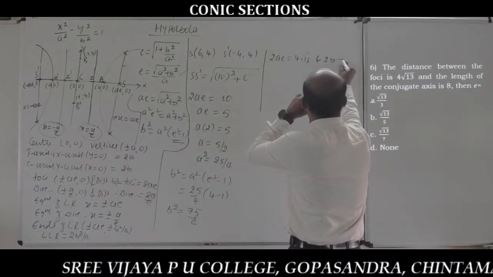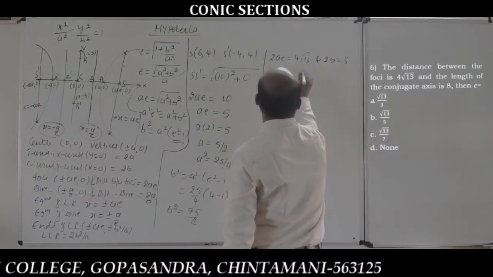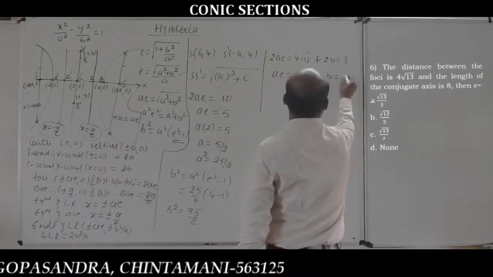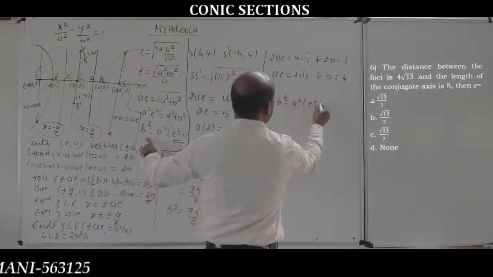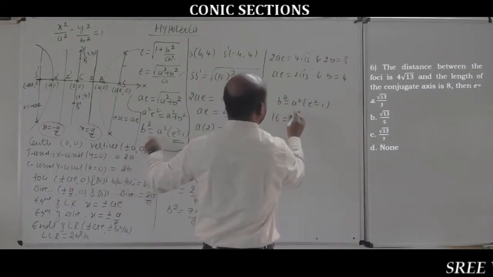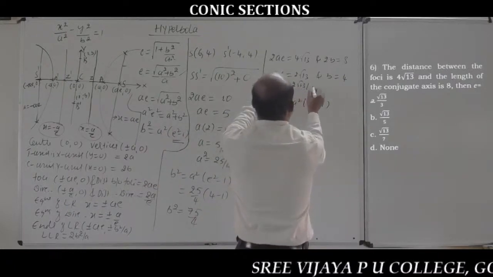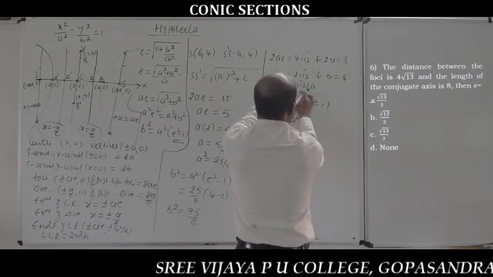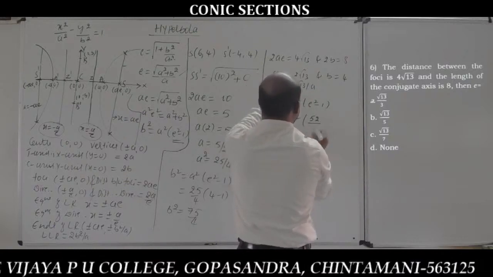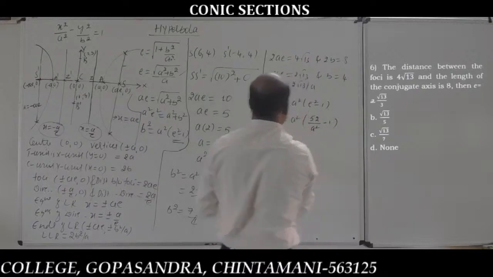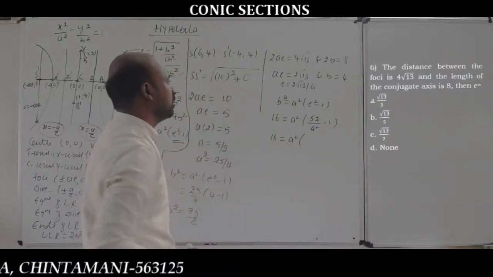2b equals 8, then what will be the eccentricity? a into e is equal to 2 root 13 and the value of b is 4. We know that b square is equal to a square into e square minus 1. b square becomes 16. The value of e is 2 root 13 by a, so e square is 4 into 13, which is 52 by a square, minus 1, 16 is equal to a square. What we need is the value of a, so we must find the value of a.